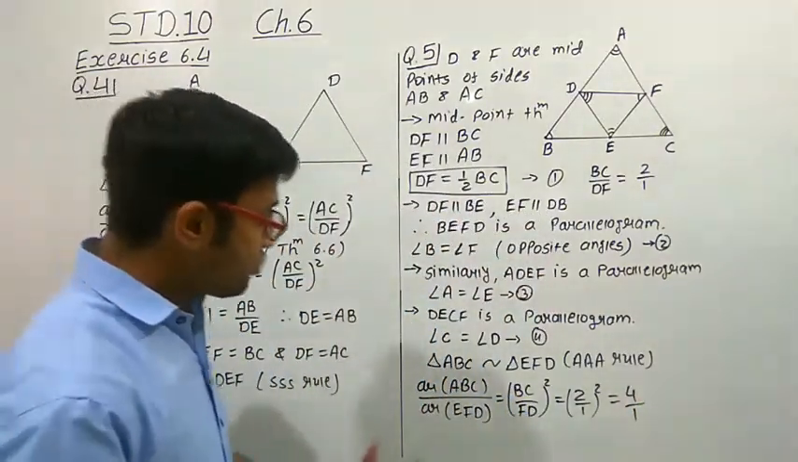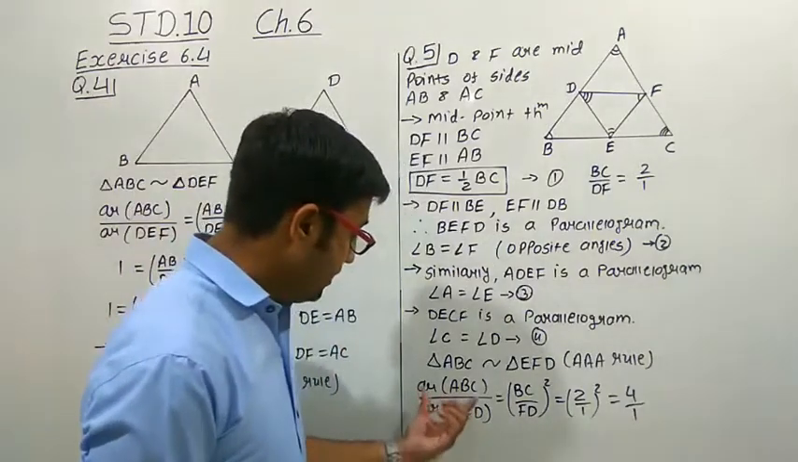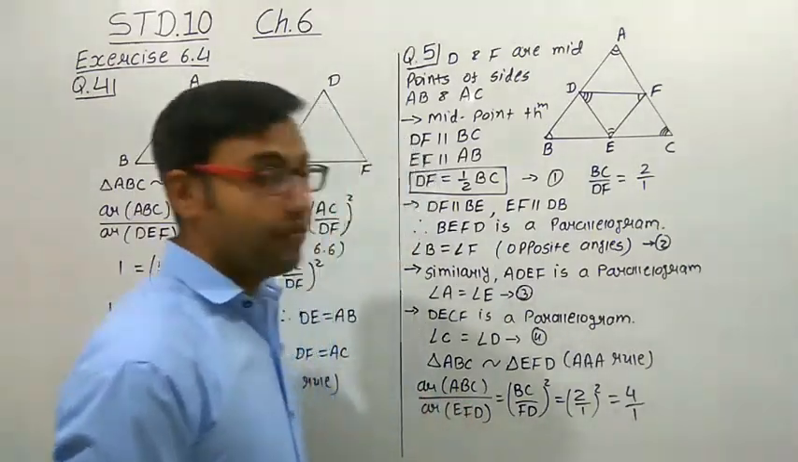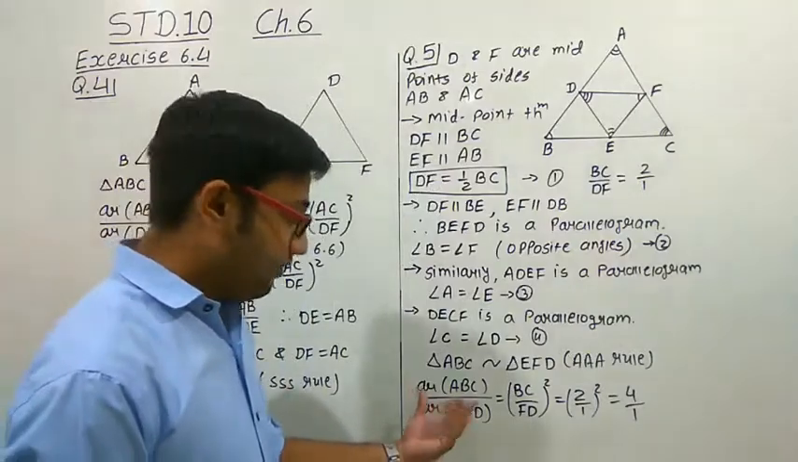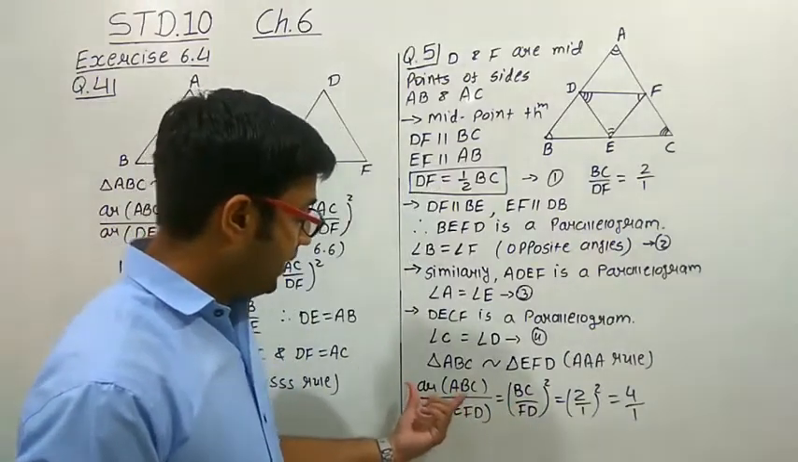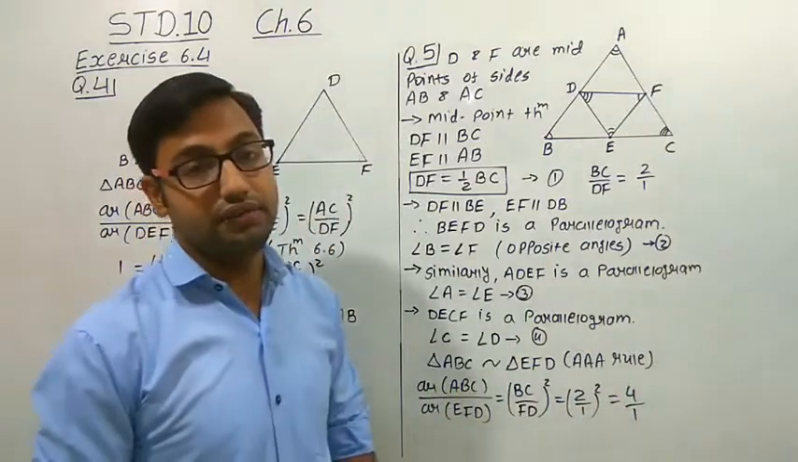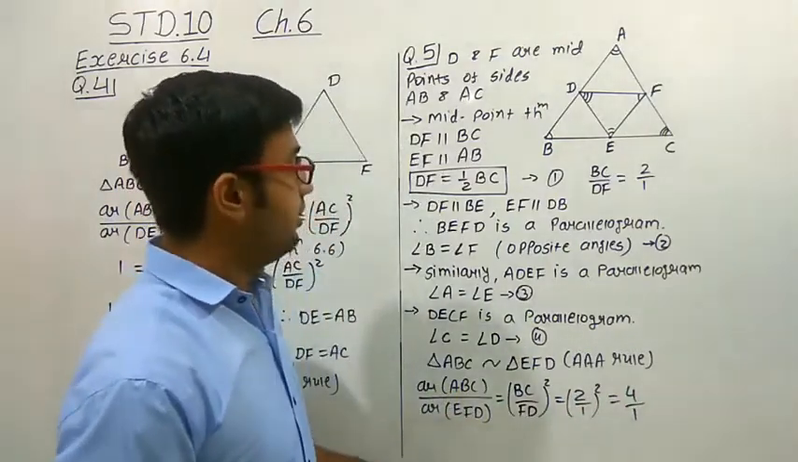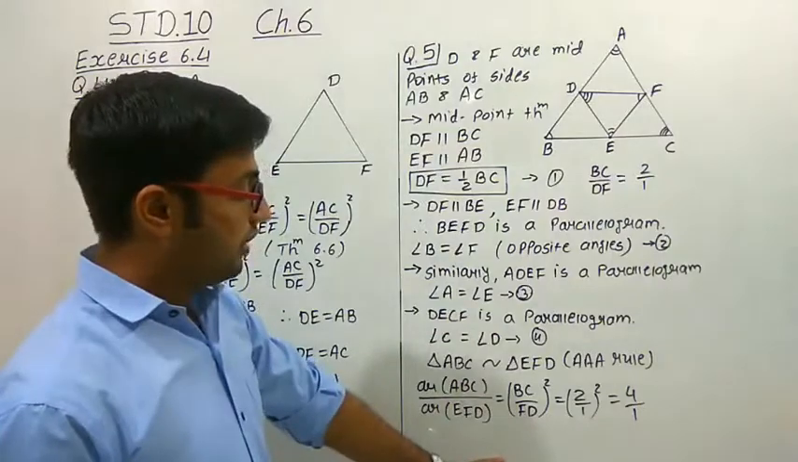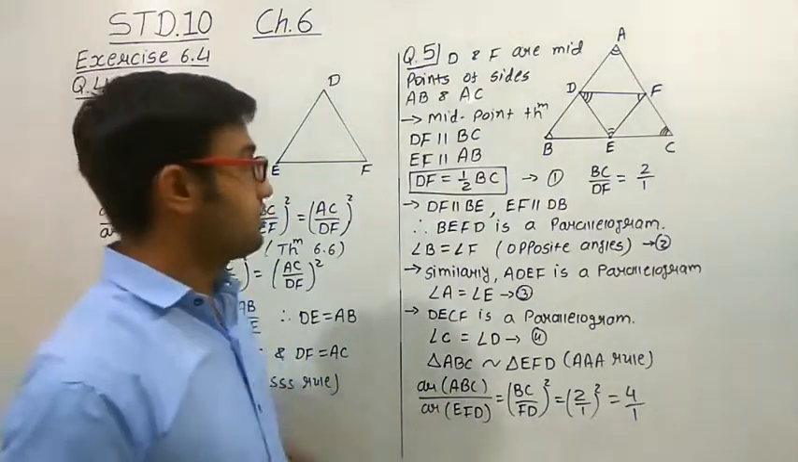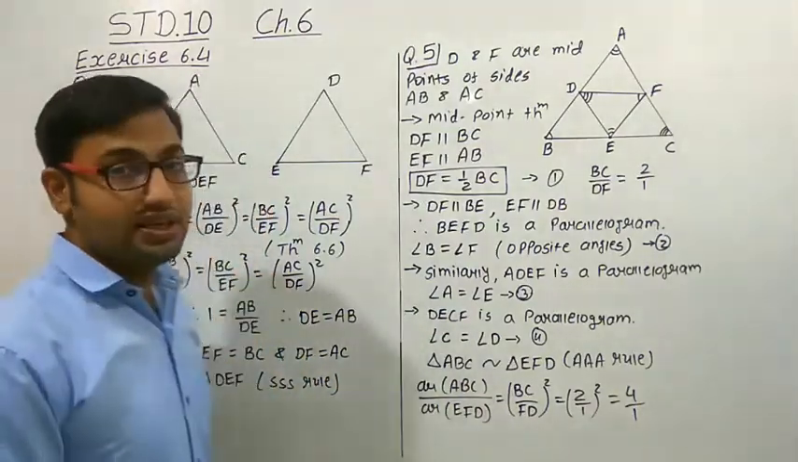That is, we find the ratio of the area of triangle ABC to the area of EFD. We can state it as the area of ABC is 4 times the area of triangle EFD. So this is how we can find out the ratio of these two triangles. Okay, so this is all about this lecture.